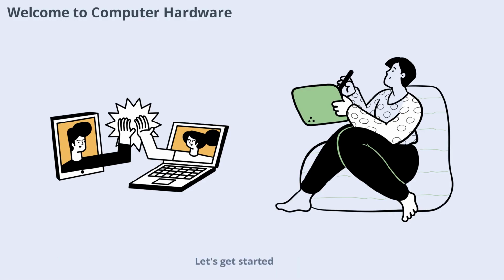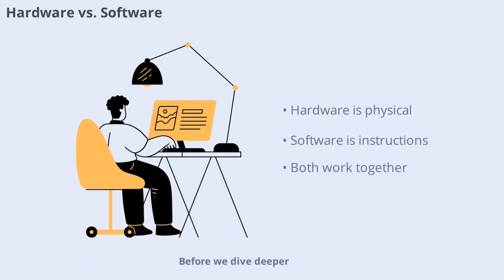Let's get started. Before we dive deeper, let's quickly clarify the difference between hardware and software. Hardware refers to the physical components of a computer, everything you can touch like the keyboard, monitor, or mouse. Software, on the other hand, is the set of instructions or programs that tell the hardware what to do. Think of hardware as the body and software as the brain. Both are essential, but today our focus is on hardware. Understanding this distinction will help you appreciate how computers work as a whole.